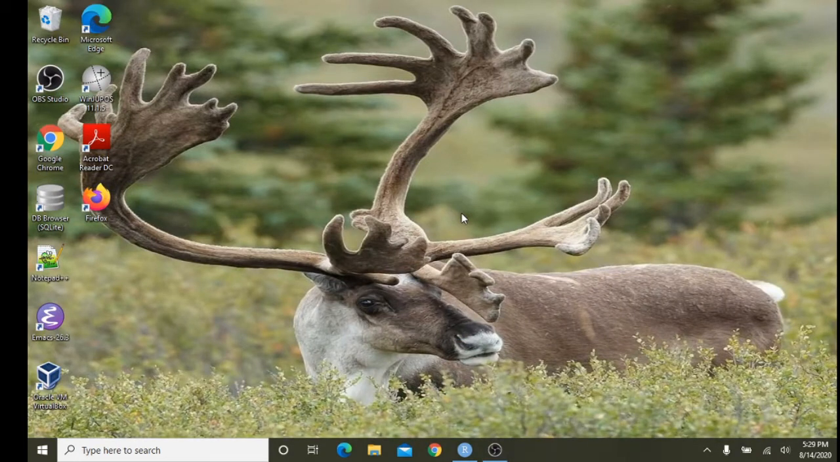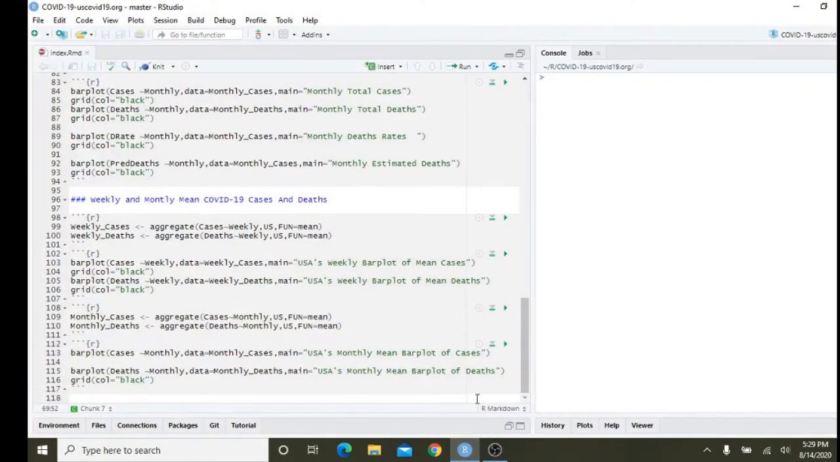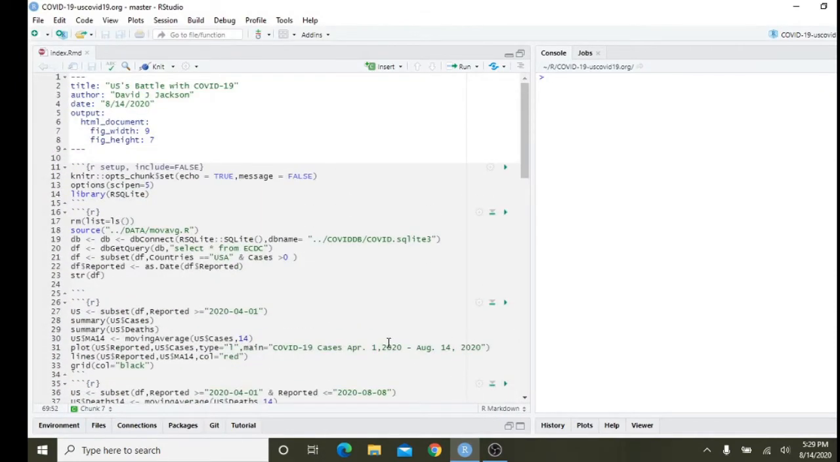Okay, let's begin our work today with the COVID-19 report for the U.S. Let's pull up our code. A lot of this is just old hat for you people who've been around for a few days with me. But anyway, loading the RSQLite library, importing some data, on a subset of all the data from April 1st until today.